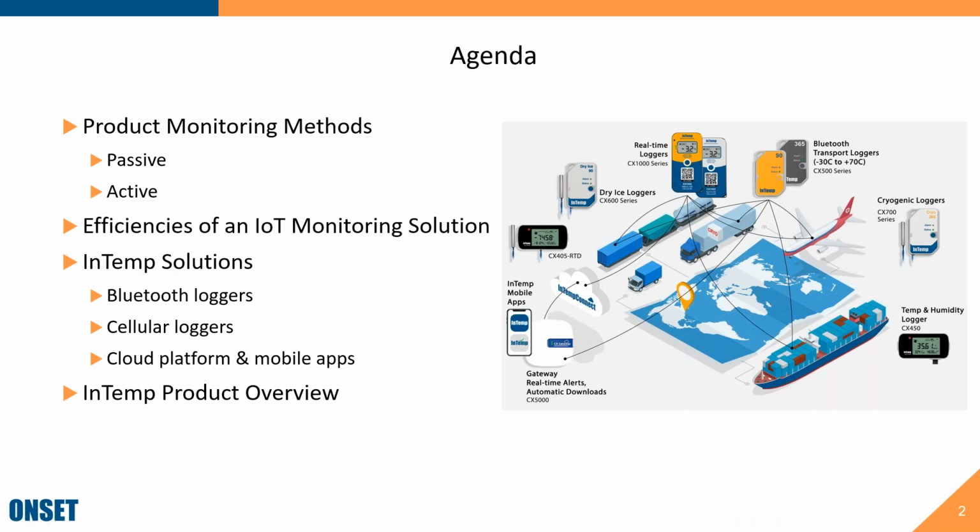So today, we're going to really be talking a lot about the different monitoring methods that are out there today. So really focusing on the two different types, which is passive and active monitoring. Then we'll talk about the efficiencies of an IoT monitoring solution as they relate to passive and active monitoring. We'll go through the InTemp solution, starting off with our Bluetooth loggers, then our cellular loggers, and then talk a bit about our cloud platform and the mobile apps. And then we'll do a quick InTemp product overview, just going through all the loggers and devices that we recommend for cold chain monitoring specifically.